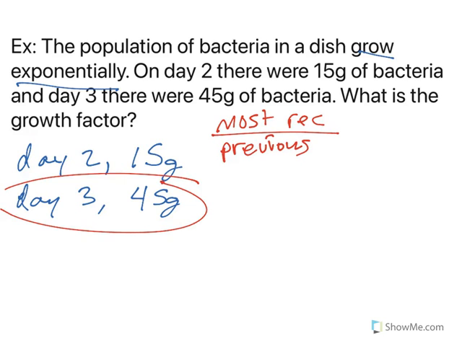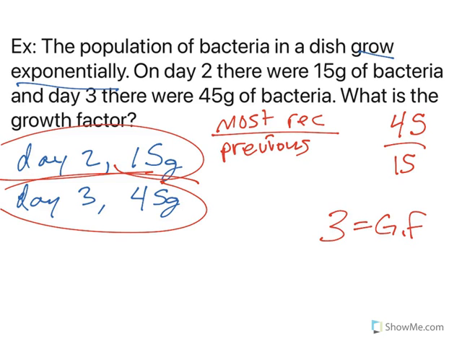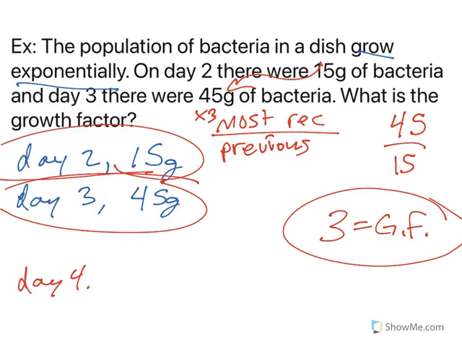So most recent is day 3, so 45, and day 2 is the previous, 15. 45 divided by 15 is 3. So the growth factor is 3. And because it's greater than 1, we are good to go. And you can see it triples. 15 times 3 gives me 45. That means on day 4, if I would multiply by 3, I'd get 135. So we can even use that to predict, which is coming in a different video.